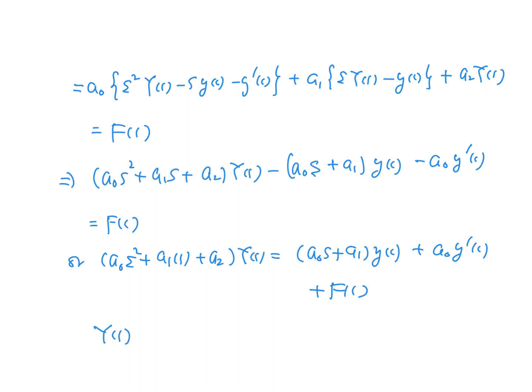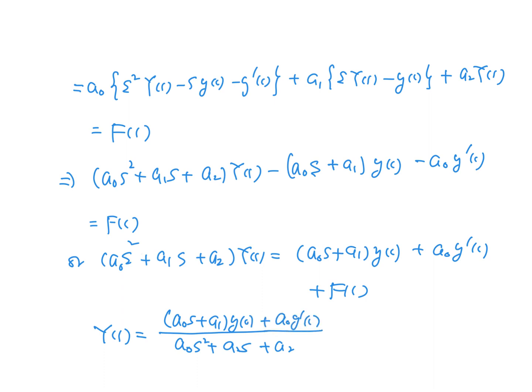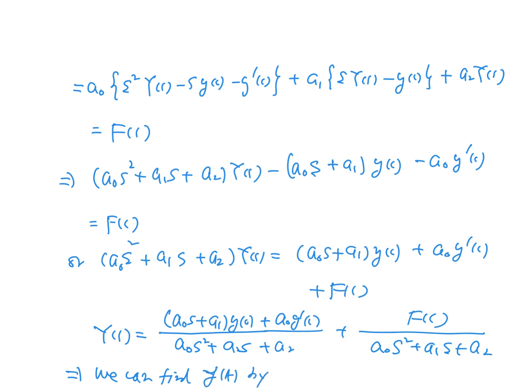Oh, this has to be written this way. Y(s) equals ((a0 s + a1) y(0) + a0 y'(0) + F(s)) over (a0 s² + a1 s + a2). And from this Y(s), we can find y(t) by lookup table.